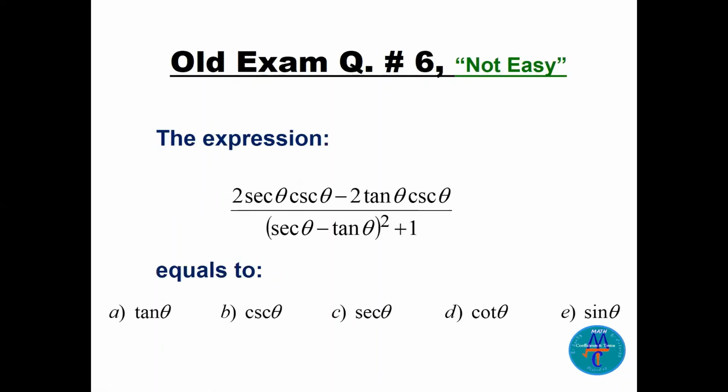Question number 6 is, I said it's not easy. Maybe you will find it easy. The expression 2 secant theta times cosecant of theta minus 2 tan of theta times cosecant of theta divided by secant of theta minus tan of theta all squared plus 1 equals, simple answer, either tan theta or cosecant of theta or secant of theta or cotan of theta or sine of theta. The answer is really nice. Check it, please.